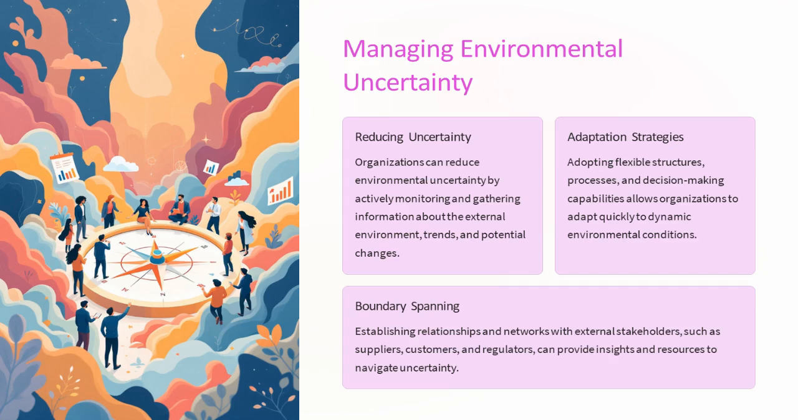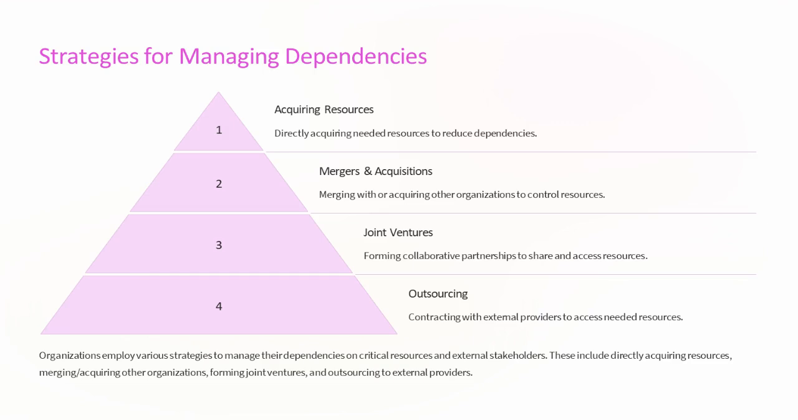Organizations can reduce environmental uncertainty by actively monitoring and gathering information about the external environment, trends, and potential changes. Adopting flexible structures, processes, and decision-making capabilities allows organizations to adapt quickly to dynamic environmental conditions. Establishing relationships and networks with external stakeholders, such as suppliers, customers, and regulators, can provide insights and resources to navigate uncertainty.